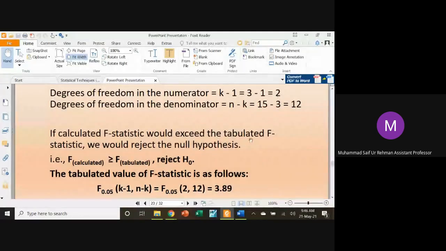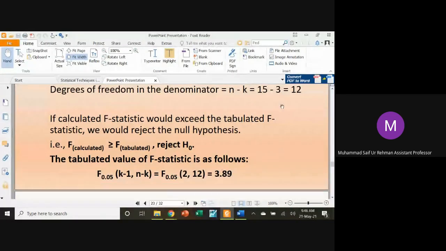Then after writing down this, you will write down this statement. If the calculated F statistic exceeds the tabulated value of F statistic, we would reject H0. So how will you find the critical value, or the tabulated value, of F? At the 5% level of significance, and at 2 and 12 degrees of freedom, the answer is 3.89. This value is from the F statistic table. This is the critical value.